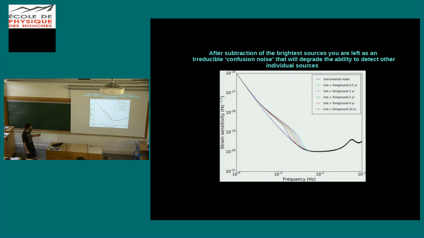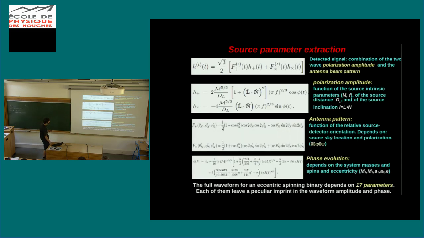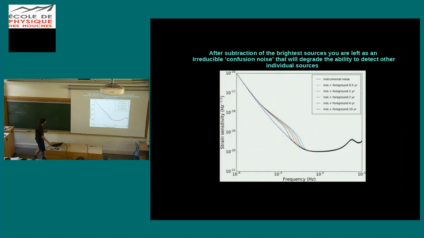So at the beginning, just after, let's say, half a year, you cannot resolve that many sources, and you're left with this level of the background noise. But as time goes on, you can resolve more and more sources, and this unresolved background goes down to this level here, okay? So the idea is that as you build up SNR from the individual sources, you can resolve more and more of them.